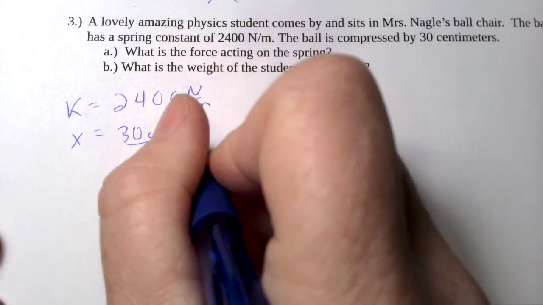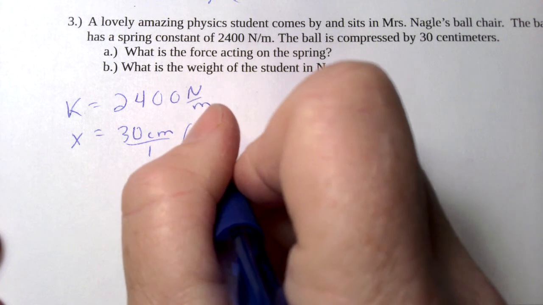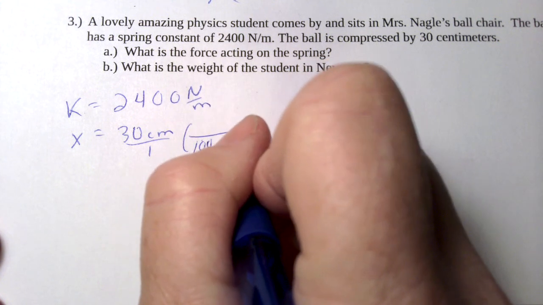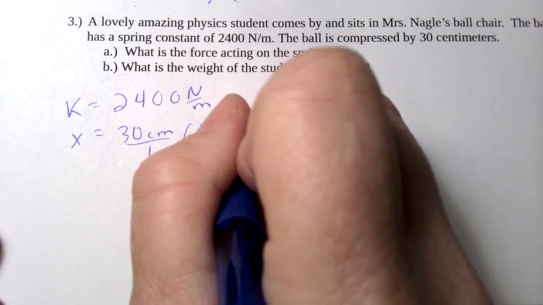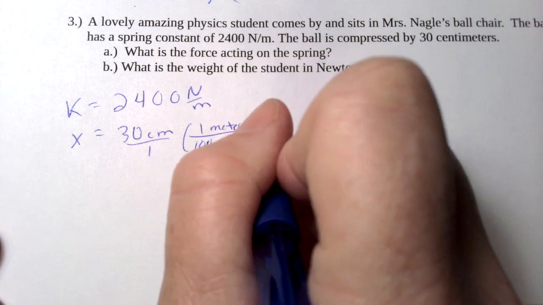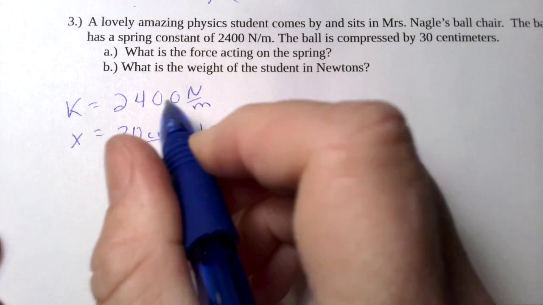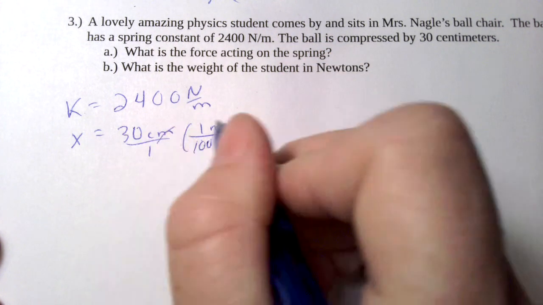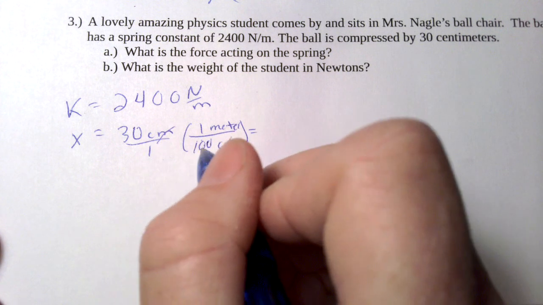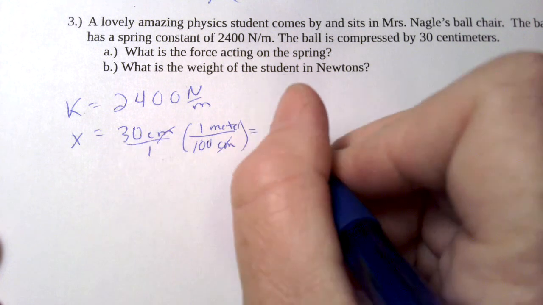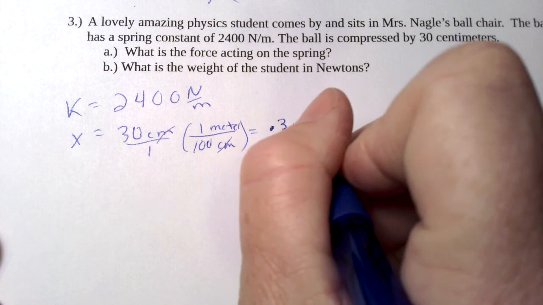Every number can be written over 1. Then you use this: there are 100 centimeters in 1 meter. When you multiply the numerators together, you get 30. You multiply the denominators together, you get 100. 30 divided by 100 is 0.3 meters.